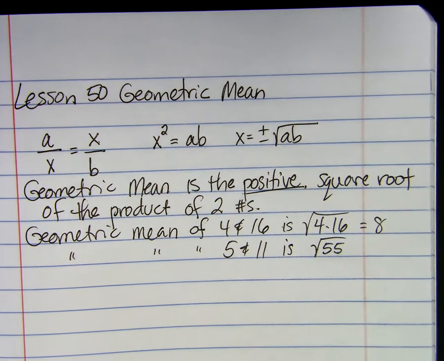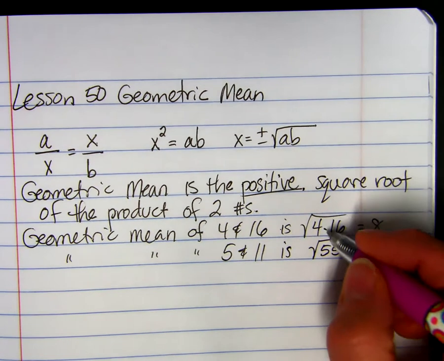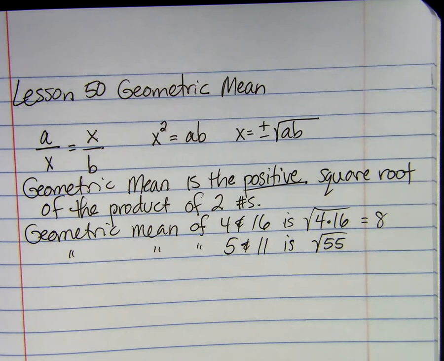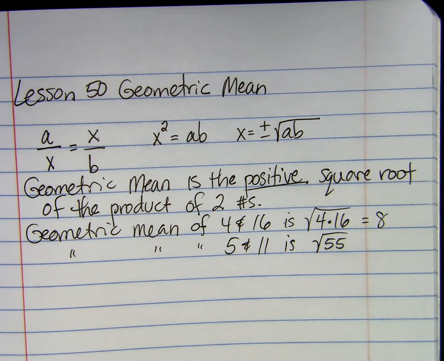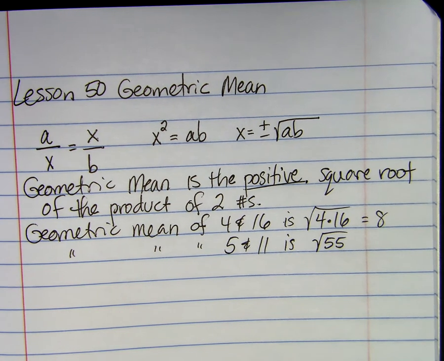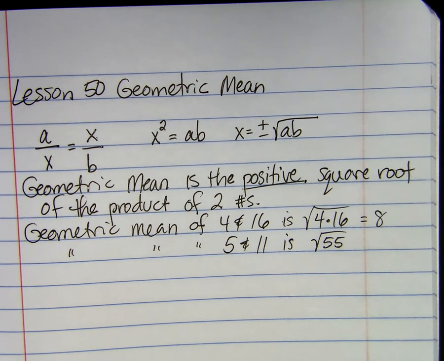Wait, did you subtract 4 and 16? That's the times. So she took the square root of both numbers? I did. Well, actually, I didn't. I just know that 4 times 16 is 64 because I've memorized it.